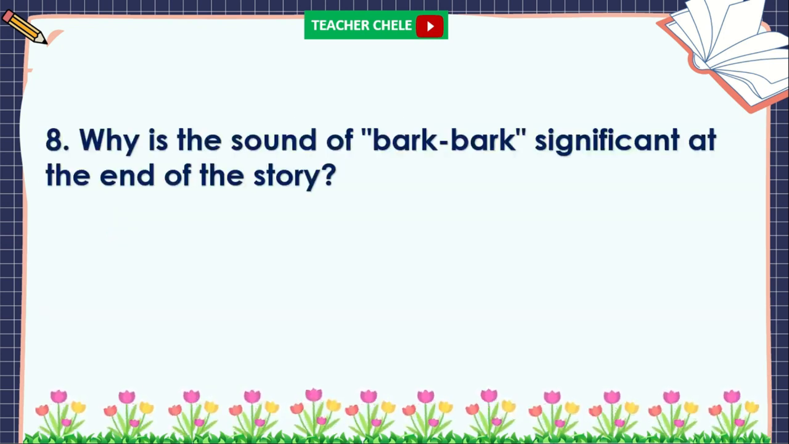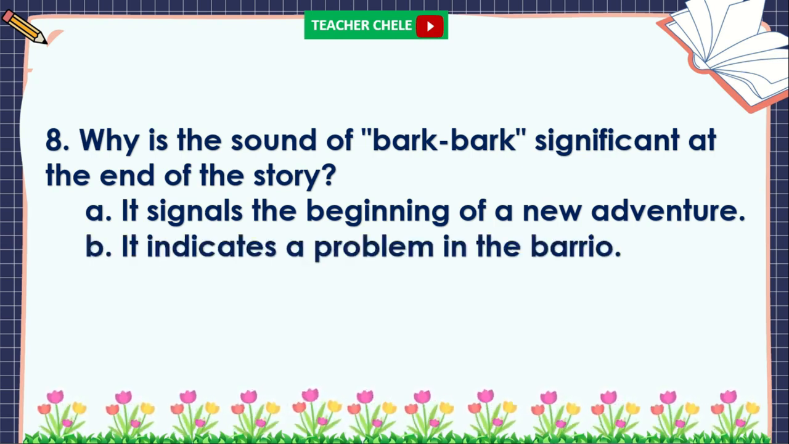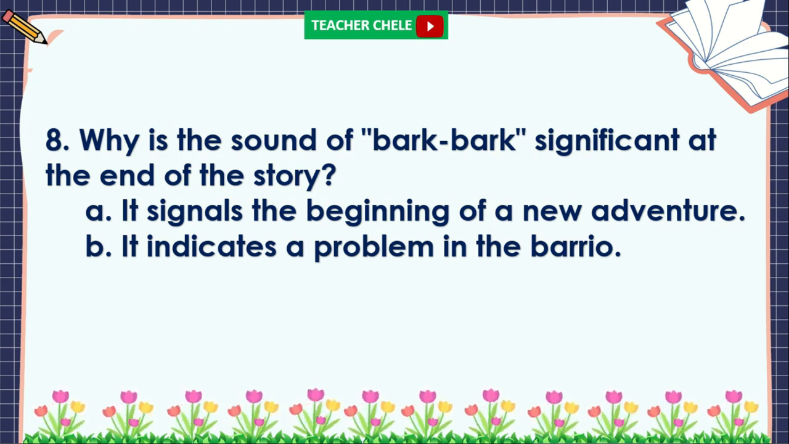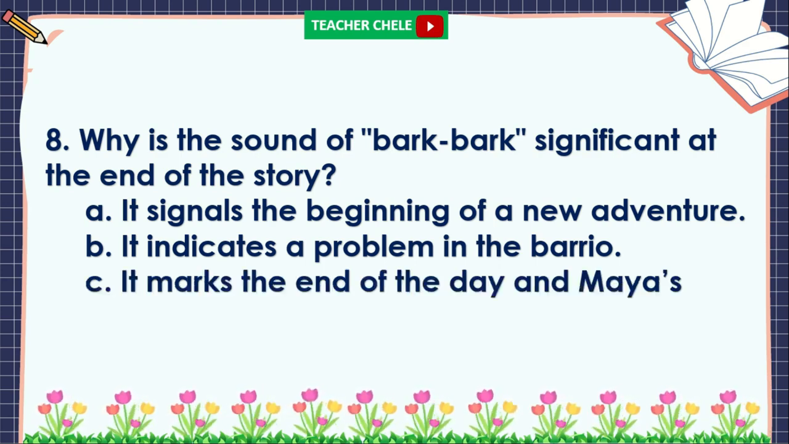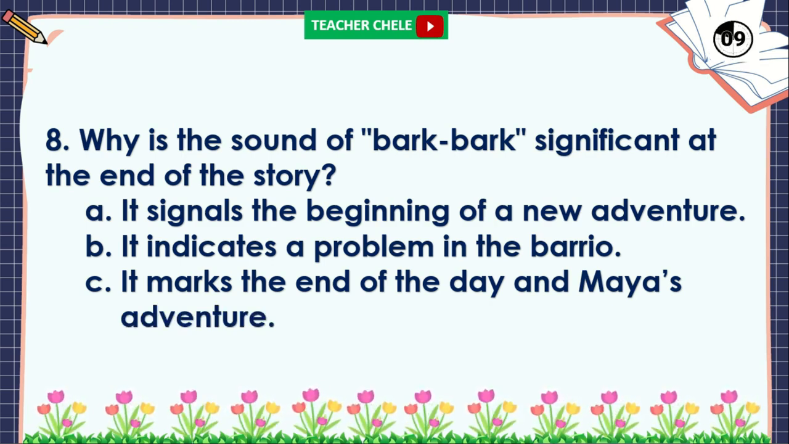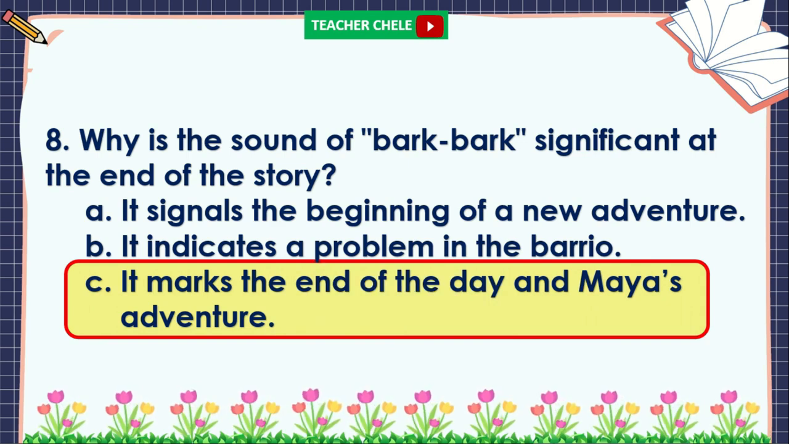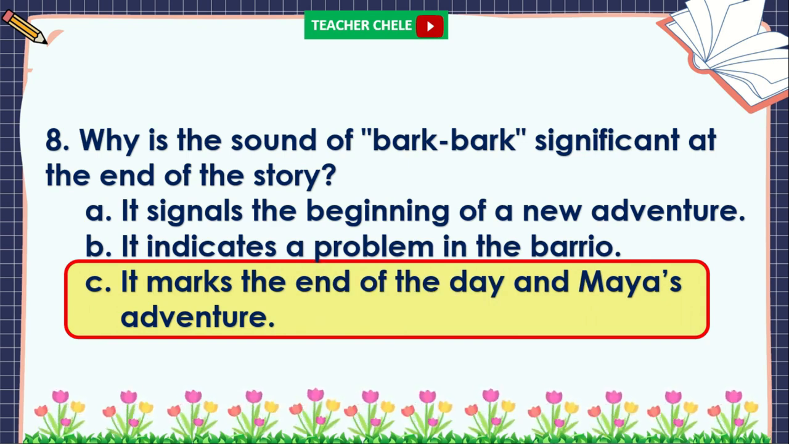Number 8. Why is the sound of bark bark significant at the end of the story? A. Because it signals the beginning of a new adventure. B. Because it indicates a problem in the barrio. Or C. Because it marks the end of the day and Maya's adventure. You're right, the correct answer is letter C, because it marks the end of the day and Maya's adventure.